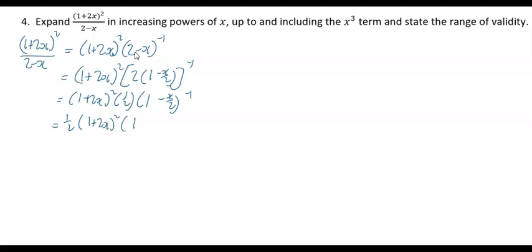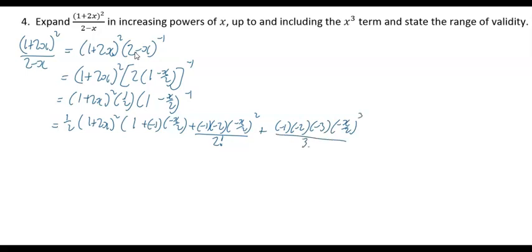You're going to have 1 plus minus 1 times minus x over 2 plus minus 1 times minus 2 times minus x over 2 squared. That's divided by 2 factorial, and plus minus 1 times minus 2 times minus 3 times minus x over 2 cubed, and that's divided by 3 factorial. Okay, we don't have to go any further than this. We had to go up to and including terms in x cubed. So that's as far as we need to go.